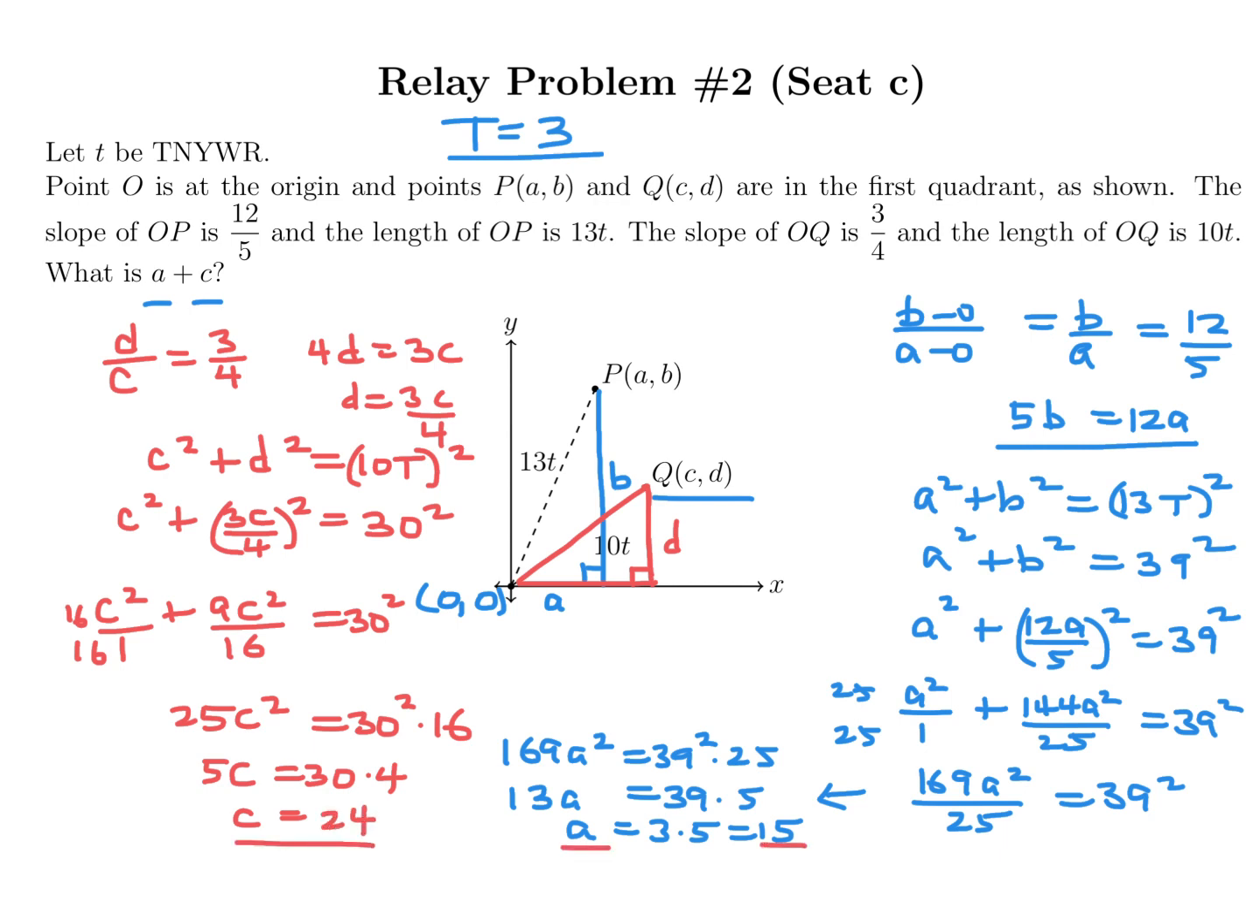A is 15, C is 24. So therefore, what is A plus C? Well, A plus C looks to me like 15 plus 24, and that is 39.